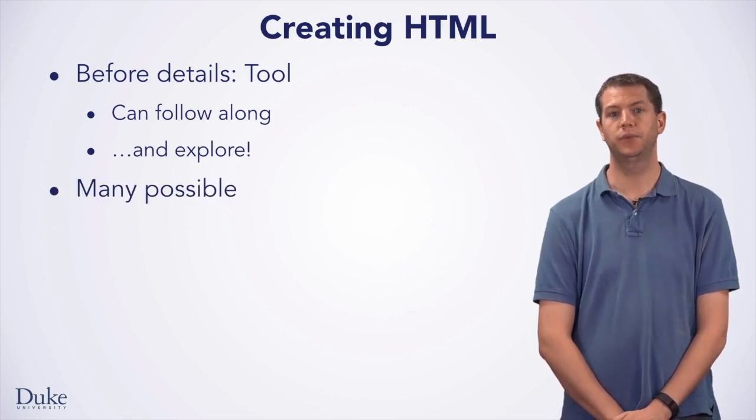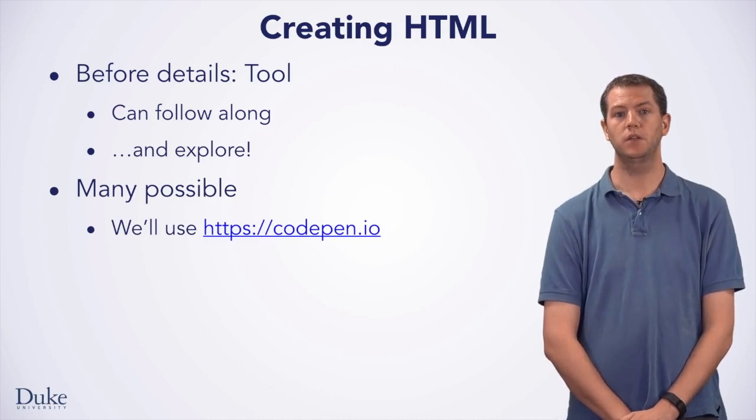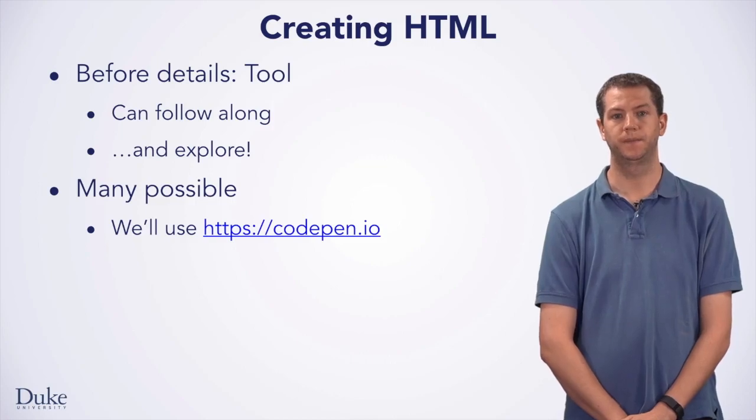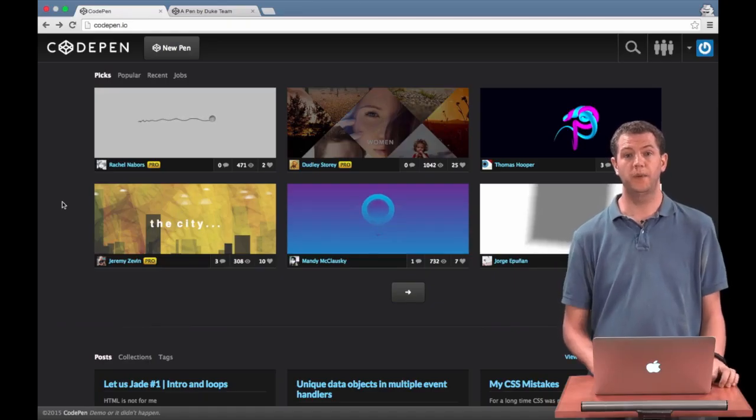There are many possible tools that we could use to make web pages, and we're going to use one called CodePen.io. Let's see how you can use this tool. I've gone in my browser to CodePen.io, which is the tool that you'll be using to create a web page. On this first page, you can see links to other people's pens, which is what they call projects, and you could go explore them if you wanted.